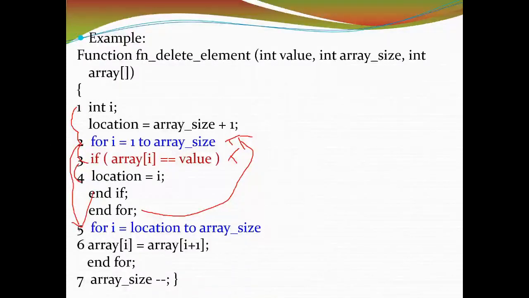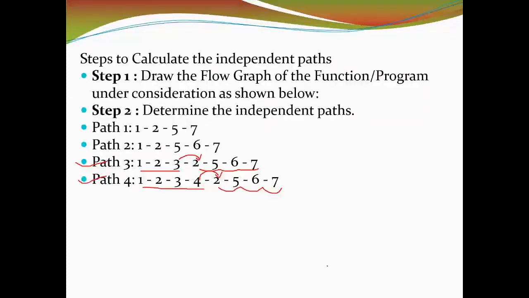And then after statement 5, this loop is false, and statement 5 is now also going to be true, because after statement 5 we have statements 6 and 7. So this was the last path, path 4. So for this path coverage you need at least 4 test cases, which will cover these 4 paths. And you can also see here the flow graph.